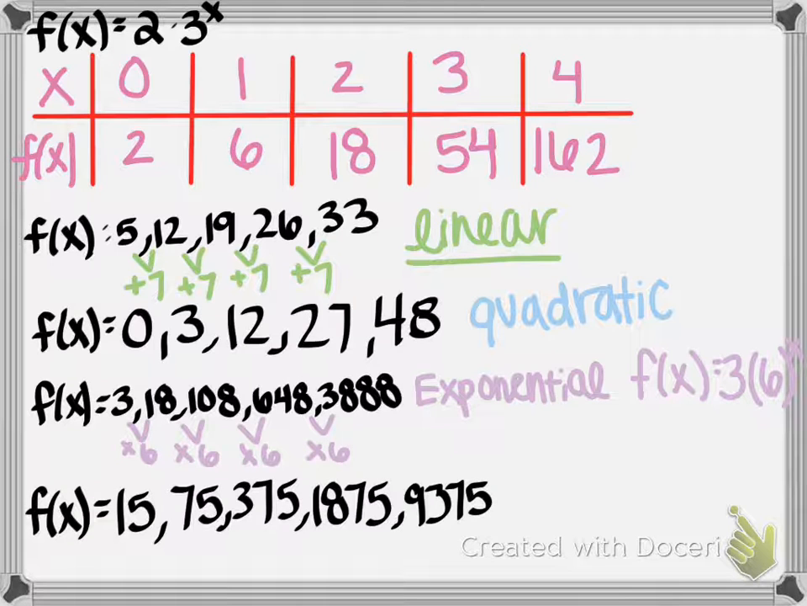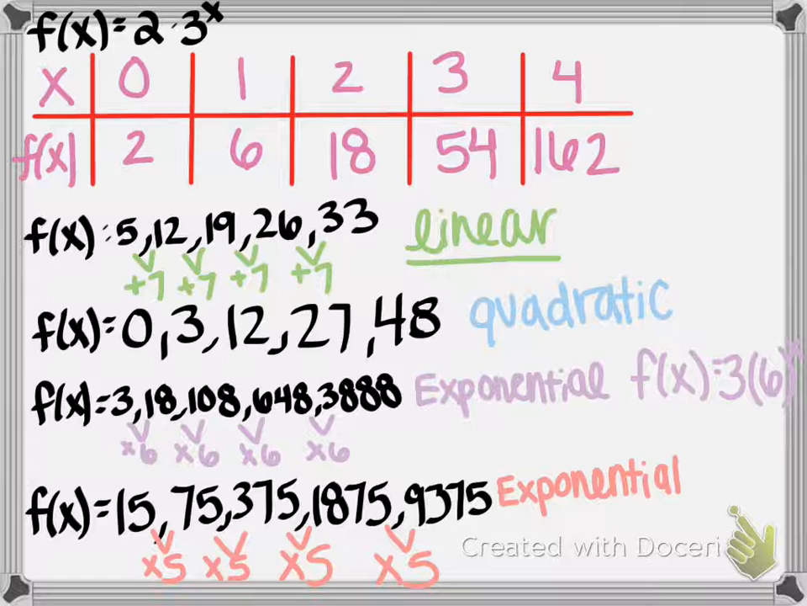Here again, we look for a number to add. We can't find one. We try to multiply. We see that these are each multiplied by 5 each time. So we know that it's exponential with a function rule that starts at 15, and our b is 5. So that's what our final function rule would look like: 15 times 5 to the x power.